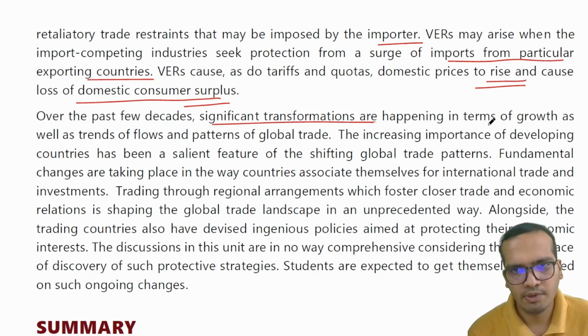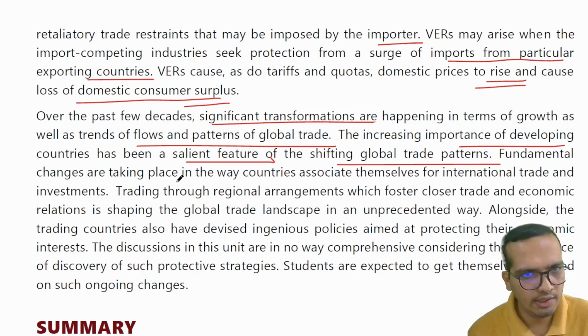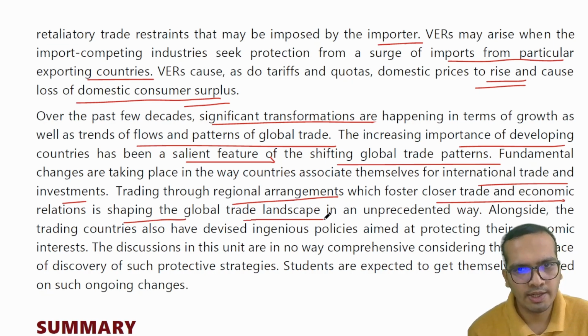Over the past few decades, significant transformations are happening in terms of growth and as well as trends of flow and patterns of global trade. The increasing importance of developing countries has been a salient feature of the shifting global trade patterns. Fundamental changes are taking place in the way countries associate themselves for international trade and investments. Trading through regional arrangements which foster closer trade and economic relations is shaping the global trade landscape in an unprecedented way. Alongside, the trading countries also have devised indigenous policies aimed at protecting their economic interest.